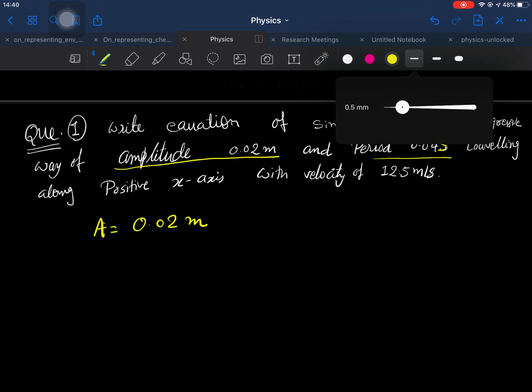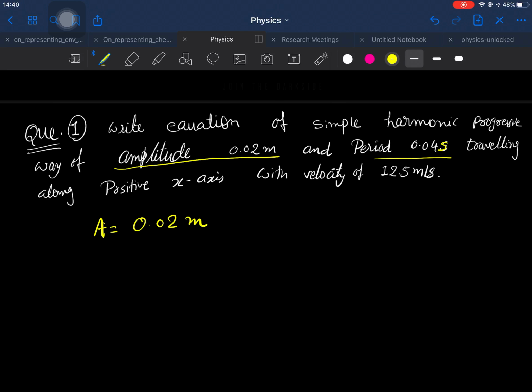Then let's suppose I want to write time period. Now time period is already given. Now time period I can write in terms of the 0.04 second, and velocity when it is traveling in the x direction, so it's 12.5 meter per second. Now you must be aware about the basic principle of writing the simple harmonic equation. So what is the most generalized way of writing the equation, harmonic equation, progressive equation basically?